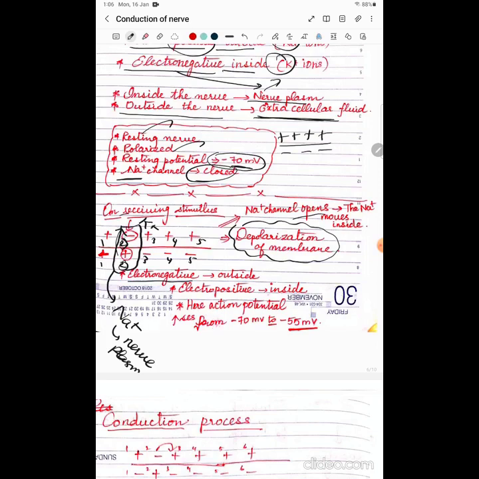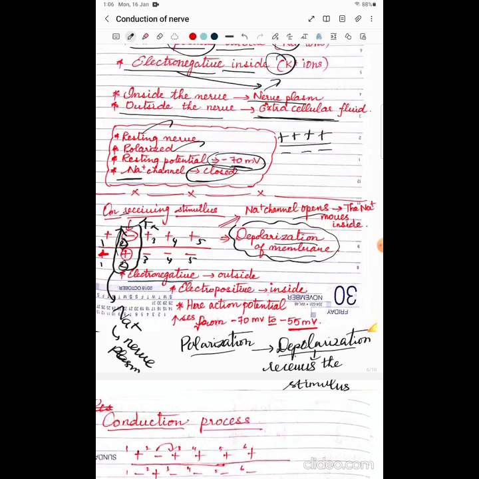So this is called the depolarization of the membrane. Before, we discussed polarization. This polarization of the membrane is seen only in a resting neuron, and depolarization is seen when the resting neuron receives the stimulus. Understood? So this is the story of case 2.